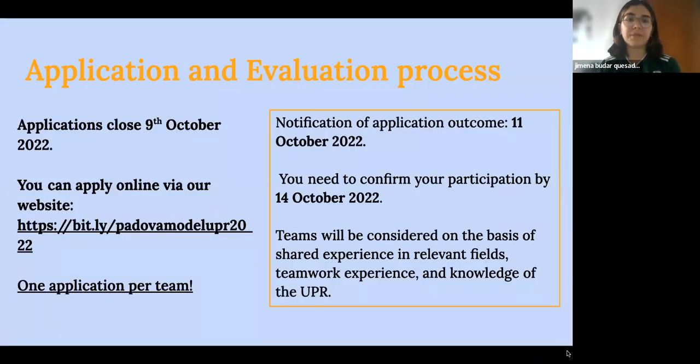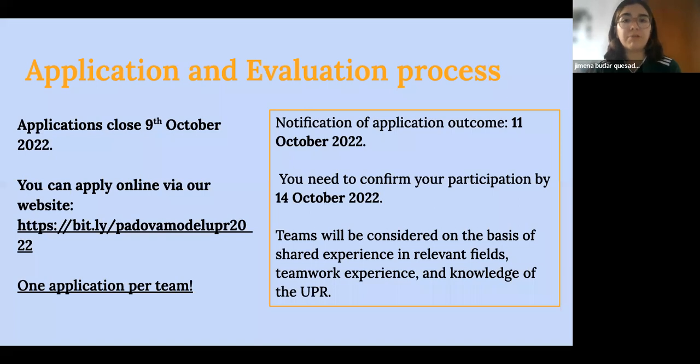About the deadlines on the application and the evaluation. So applications close the 9th of October. You can apply via our website. We're going to share these slides, so you will have this link. And you just need to send 1 application per team. Even if you're 6 people in the team, you don't need 6 applications. And by the 9th, the applications close.